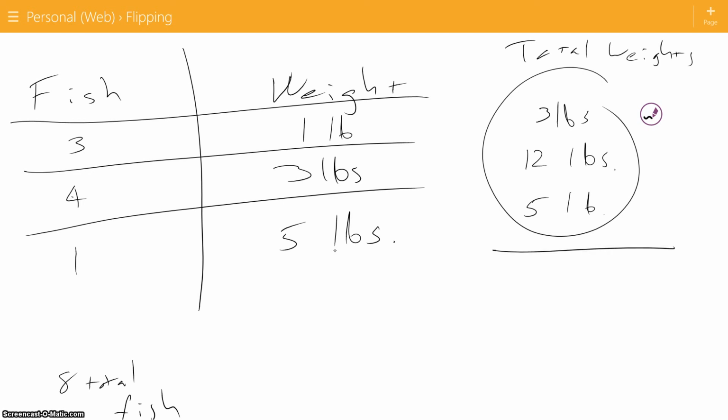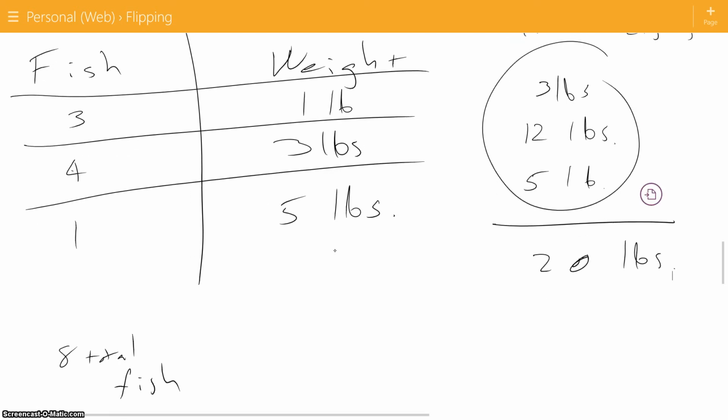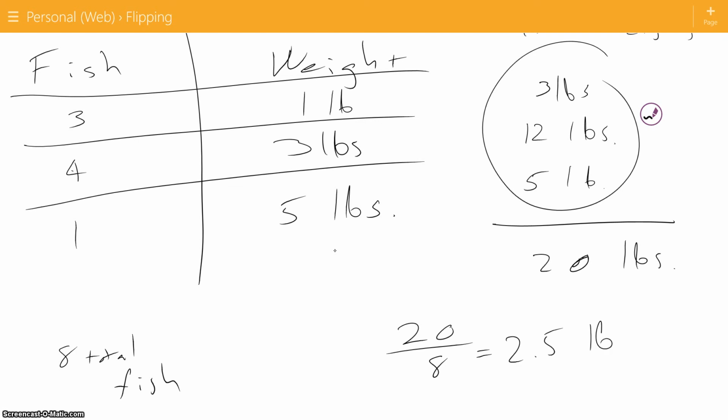3 plus 12 plus 5 would give you 20. So you've got 20 pounds. And then you already said that you've got 8 fish. So take your total amount of weight, divide by the number of fish that you've got, 8, and your average is going to come out to be about 2.5 pounds per fish.